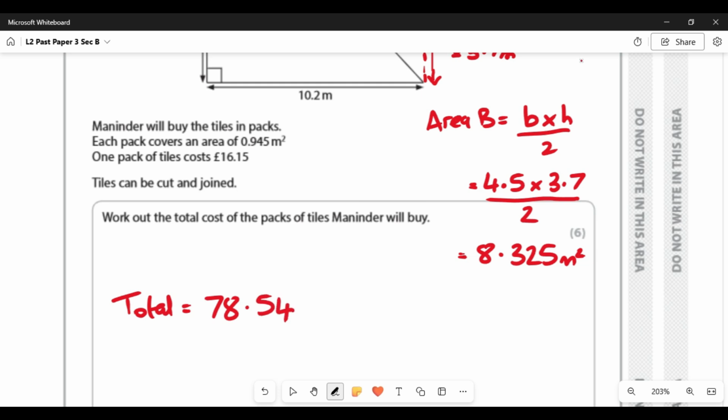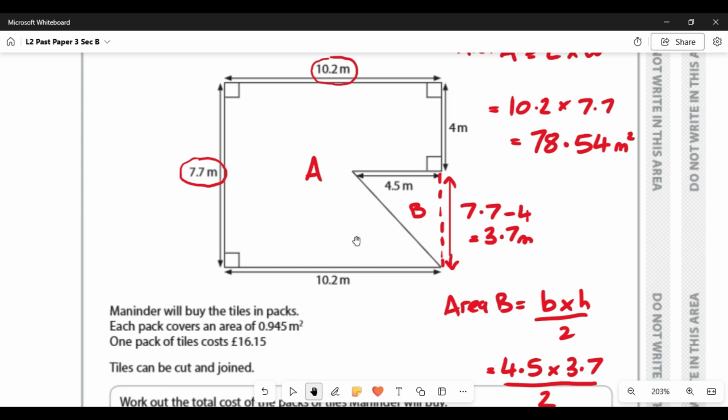78.54 take away this area that we don't want, 8.325, should leave me with the area that we need. So 78.54 take away 8.325. That gives me an area of 70.215 meters squared.